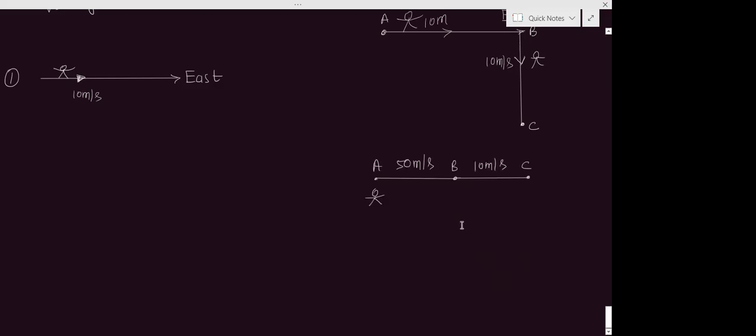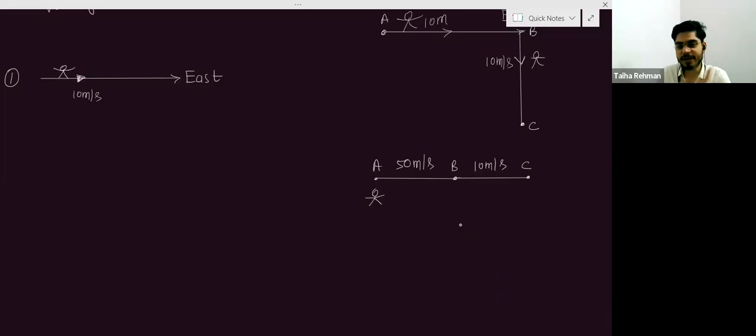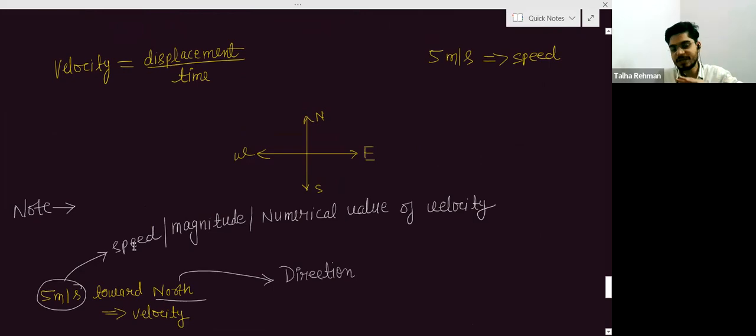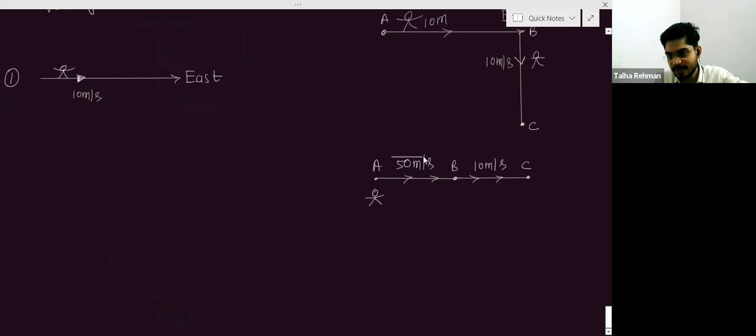During the motion velocity is changing. Why is the velocity changing? Someone might say the direction is same, but why is the velocity changing? Because the numerical value of the velocity is changing. And what is the numerical value of velocity? Speed. We can call speed also the numerical value of velocity. So in the earlier case the speed is changing, but the velocity is not. Here the speed is also changing and velocity is also changing.